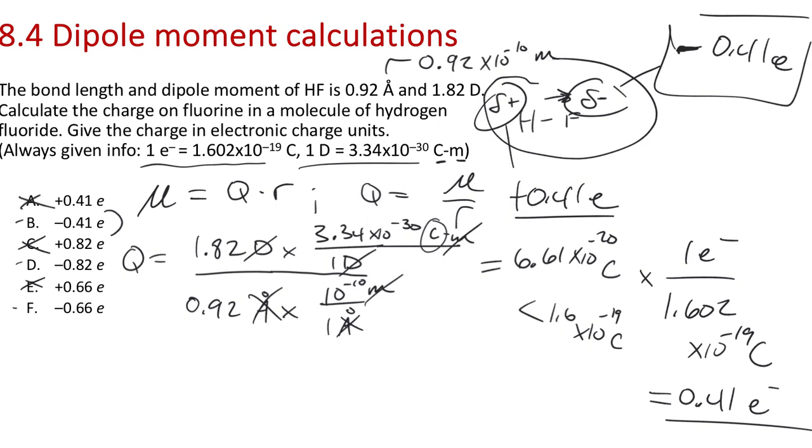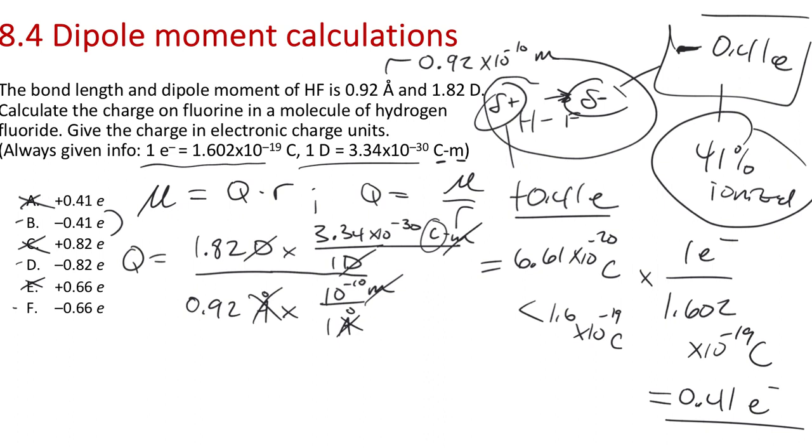So one thing that sometimes we talk about is we would call this 41% ionized. Just to think that if you had the full -1 charge, that would be 100% ionized. So you can think of fluorine here as about being 41% ionized is another way of thinking about this too.